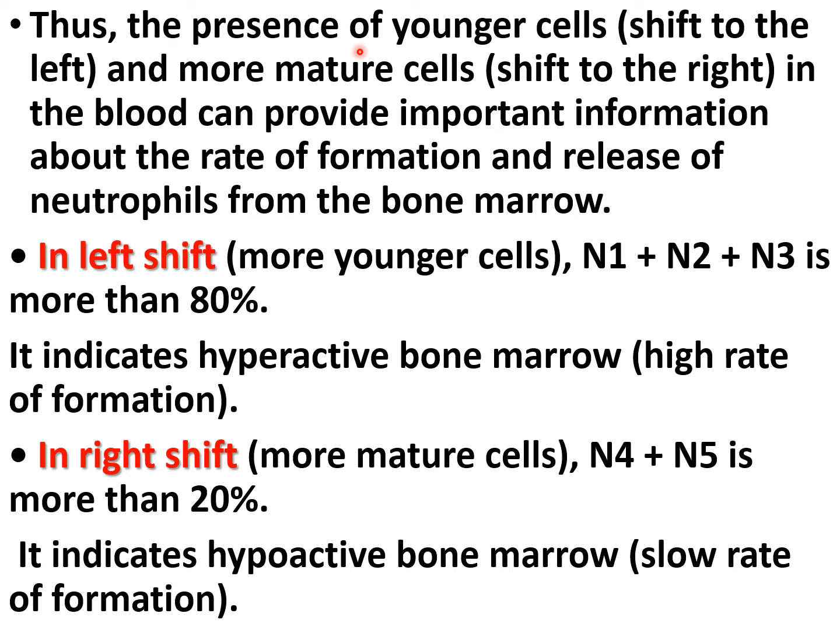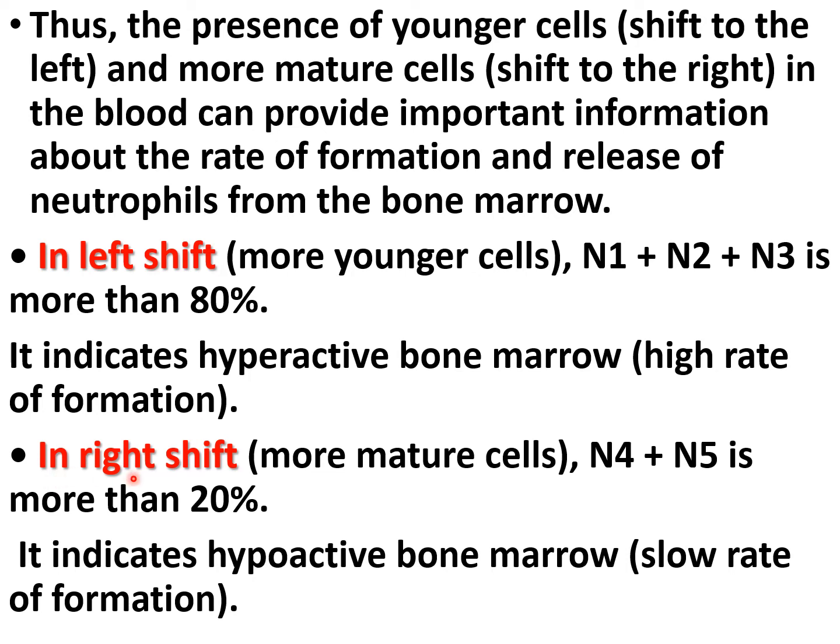So the presence of younger cells means a shift to the left, and more mature cells means a shift to the right in the blood. That can provide important information about the rate of formation and release of neutrophils from the bone marrow. Now what is the shift to the left? In left shift, there are more younger cells. If N1 plus N2 plus N3 is more than 80%, it indicates hyperactive bone marrow, meaning a high rate of formation.